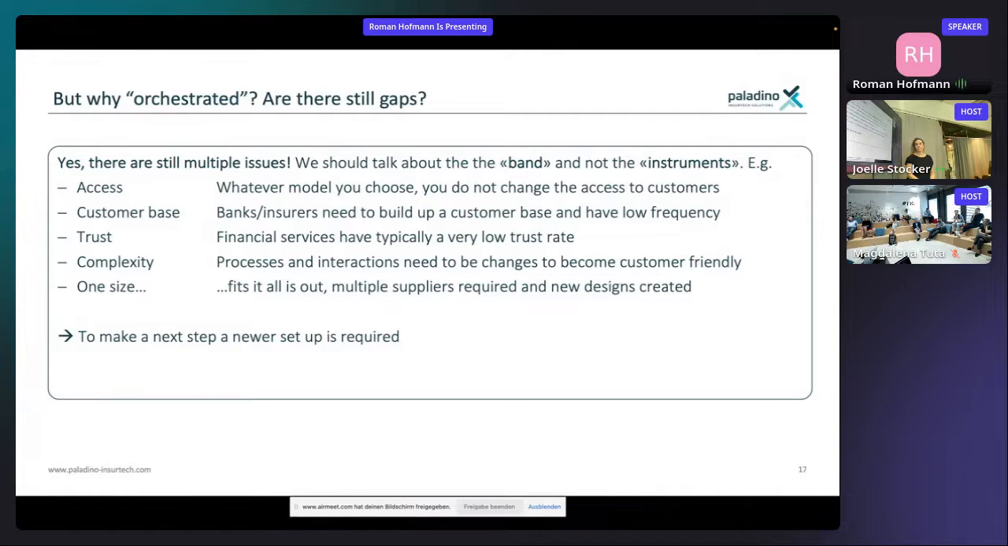To get there, we need to have access to customers, because even a bank and a third-party company, and normally you see banks and insurance companies working together, they still have no access to customers.